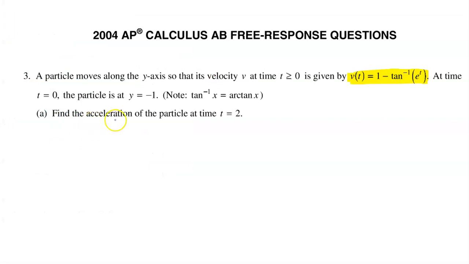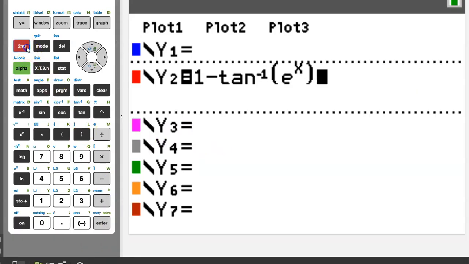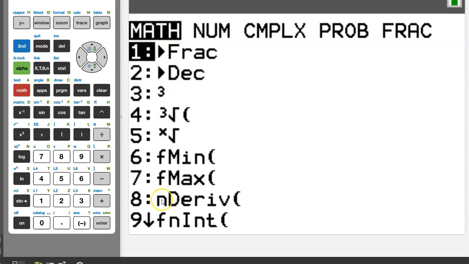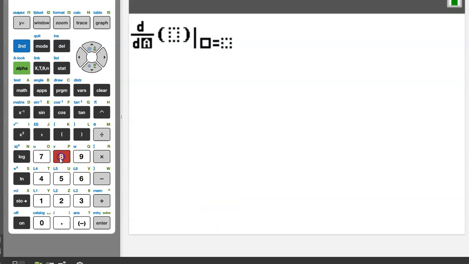For part A, we need to find the acceleration of the particle at time t equals 2. So we need to find acceleration at 2, but we know that acceleration is the derivative of velocity. So we need to find v prime at 2. The calculator will do this beautifully. So let's quit to a blank screen. If you want to evaluate the derivative of a function, you can use the math functions, and function number 8 is the derivative. So I'm just going to press 8.